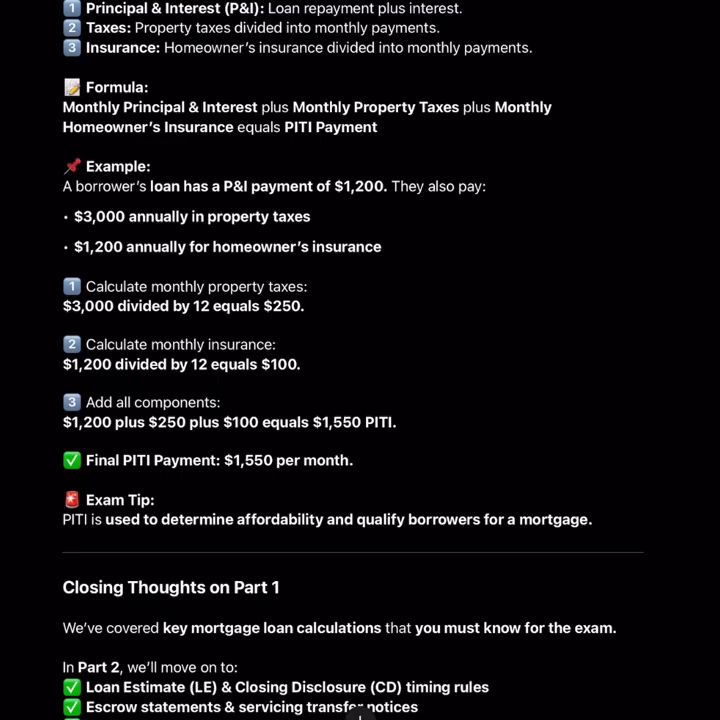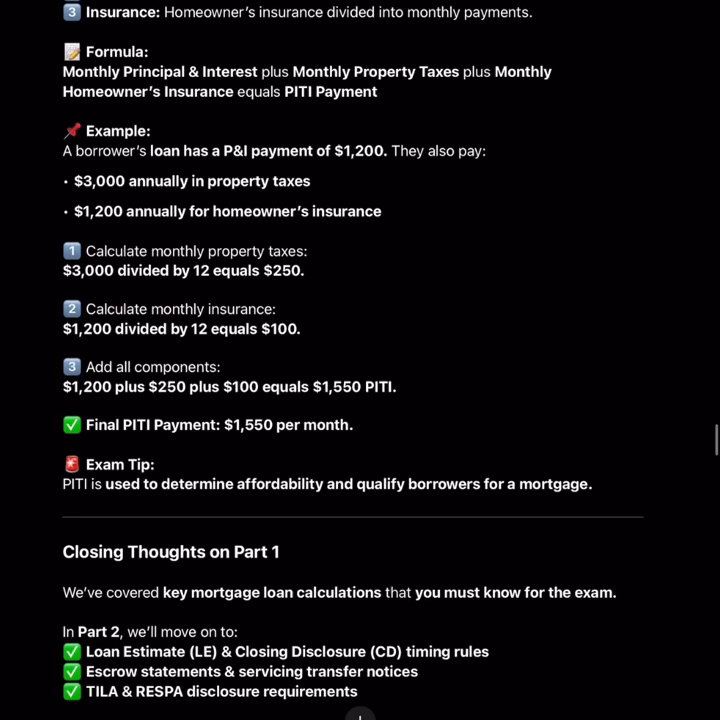Closing thoughts on Part 1. We've covered key mortgage loan calculations that you must know for the exam. In Part 2, we'll move on to loan estimate (LE) and closing disclosure timing rules, escrow statements and servicing transfer notices, TILA and RESPA disclosure requirements. Stay tuned.